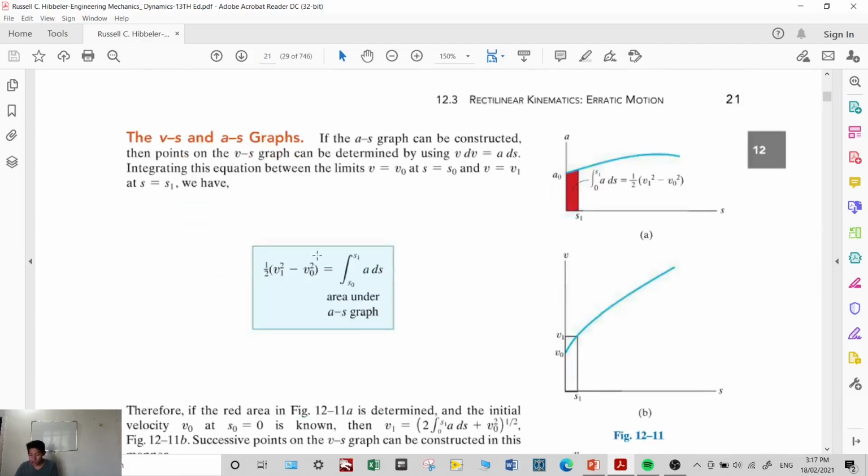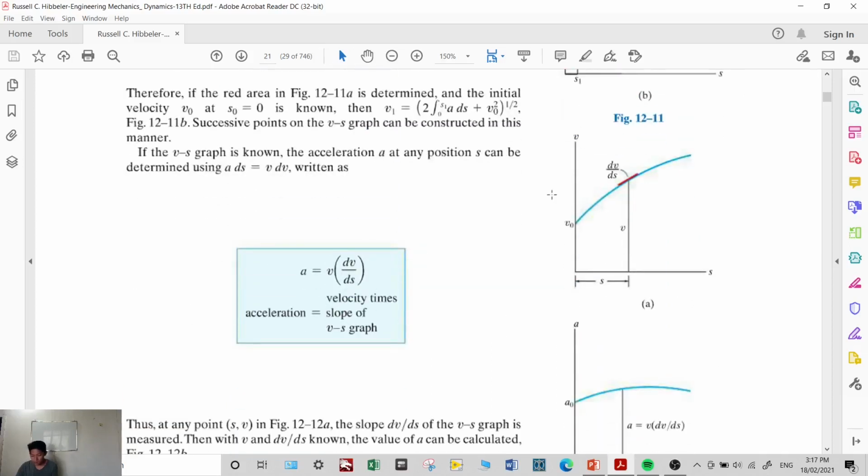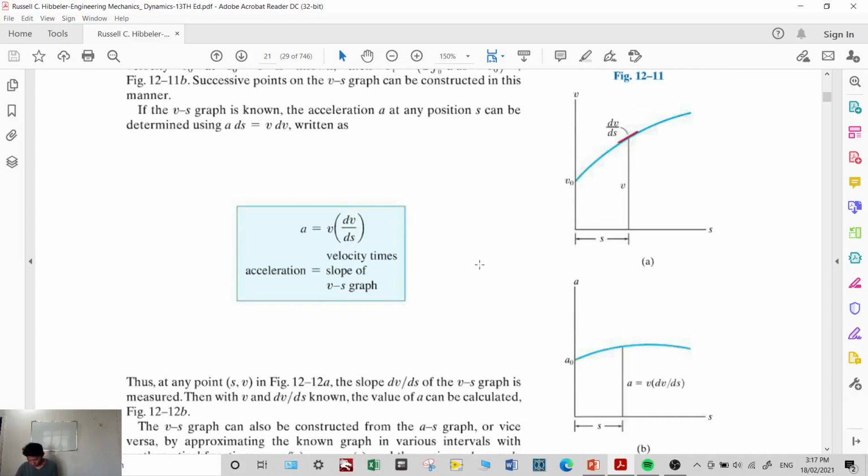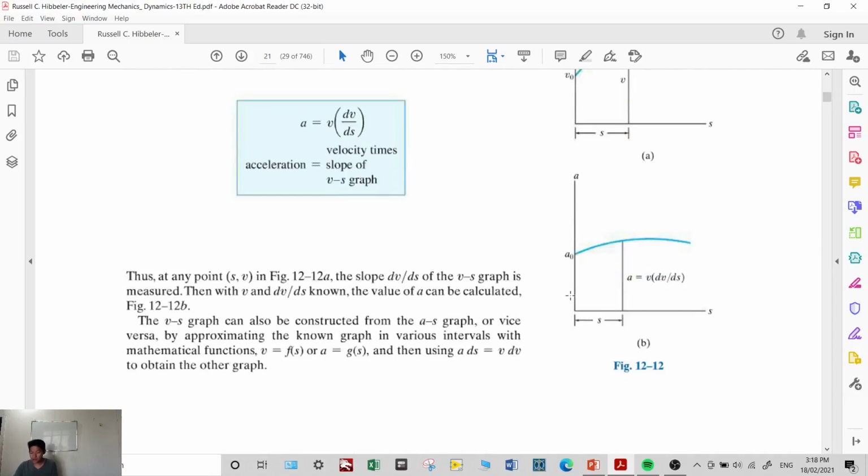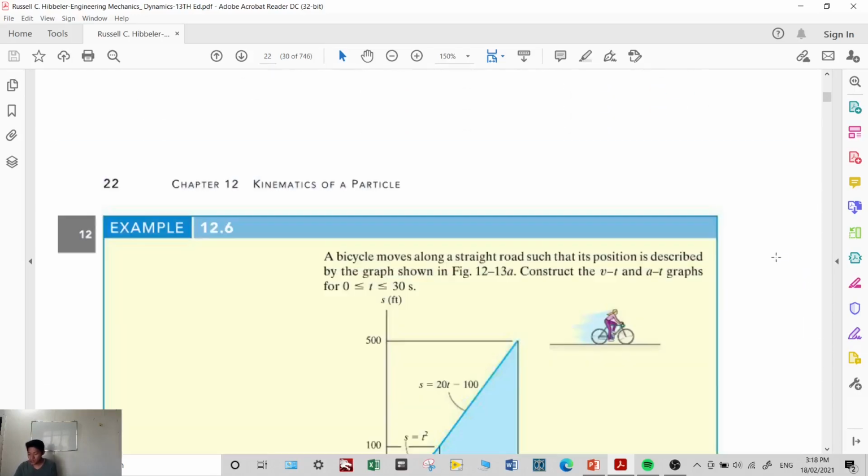Now, let's proceed with the VS and AS graphs. Actually, the concept is the same. You just have to remember that if you are given the AS graph, you can get the other one by integrating, using this equation. If the velocity versus position graph is given, you differentiate using this equation. Maybe you did not understand much, but we will have an example to illustrate that.